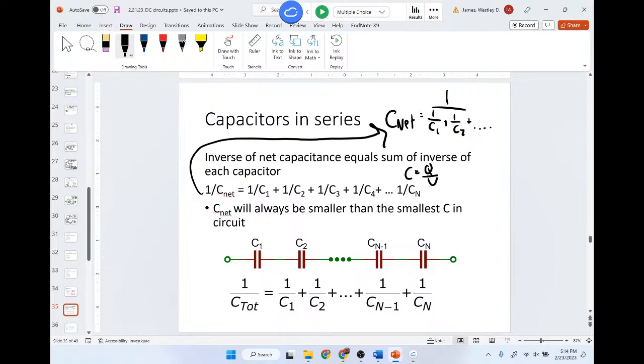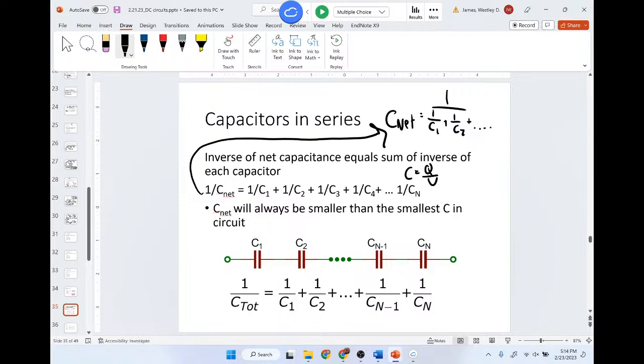So if you want to get the net capacitance and they're in series with each other, you've got to do the gross math. Resistors in parallel have the gross one, capacitors in series have the gross one. They're opposites. Just remember resistors and capacitors are opposites. If you can remember that, that may help you. However many you have, you've got to do this. Same thing with resistors.